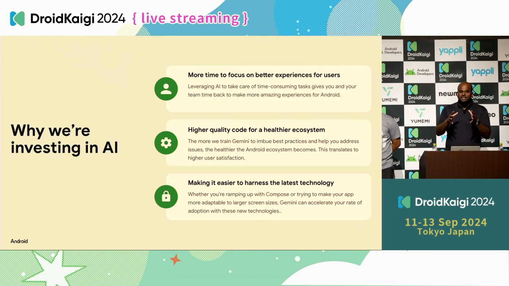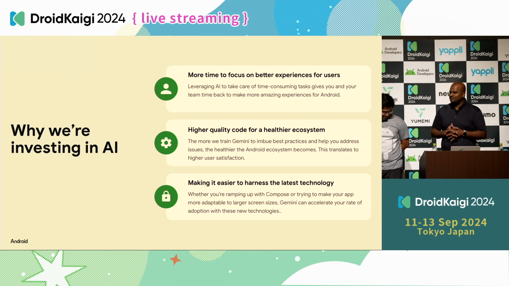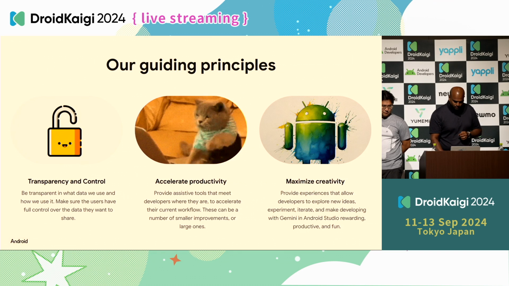And then finally, it does help build that pathway in helping developers stay ahead. So whenever we introduce new technologies, whether you're still trying to convert your app from views to Compose, which we highly recommend, or trying to update your app to be more adaptable to larger screen sizes, Gemini can help with that, help you experiment, try to understand these new technologies and implement it all in the same session. And so we think it's a really great way for developers to learn, adapt, and implement these new technologies. So those are our goals, why we're investing there.